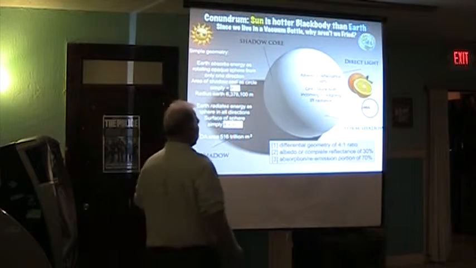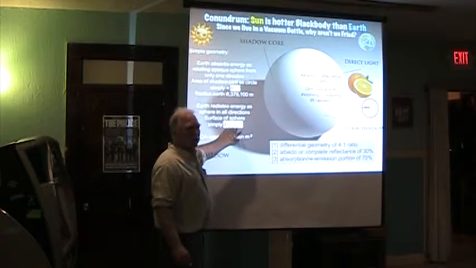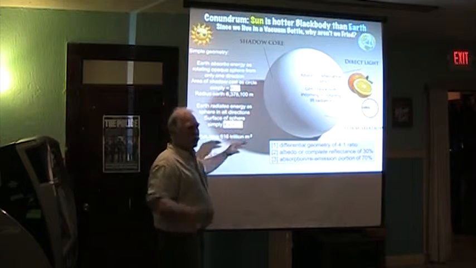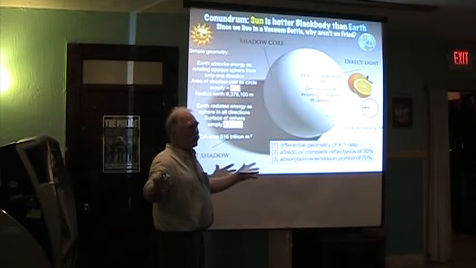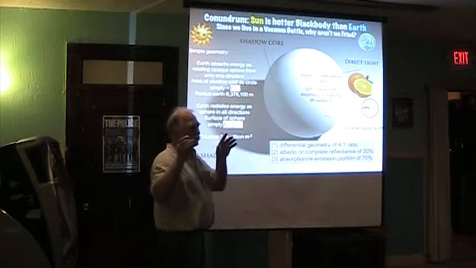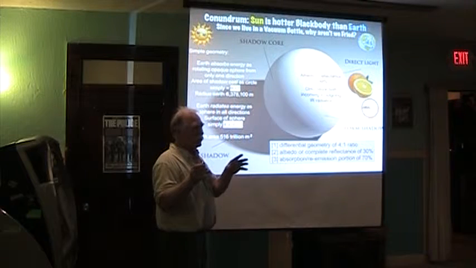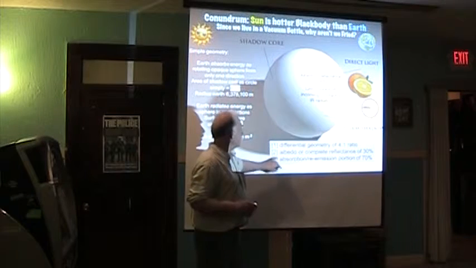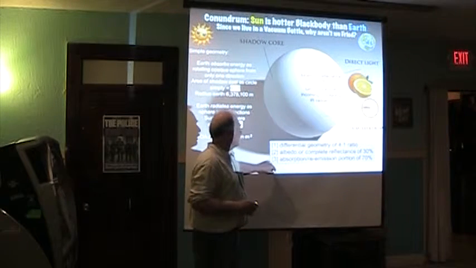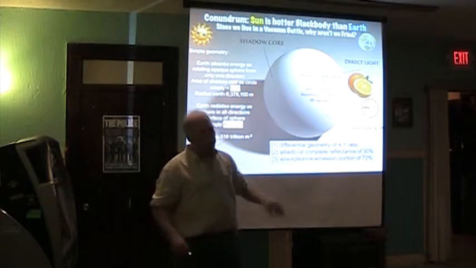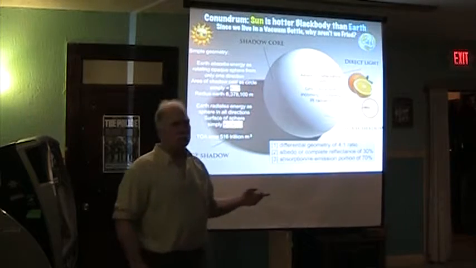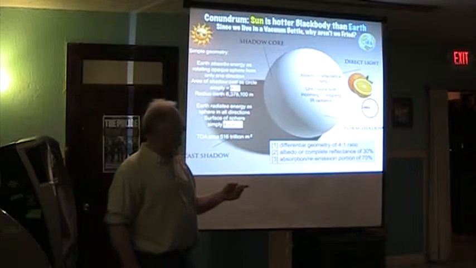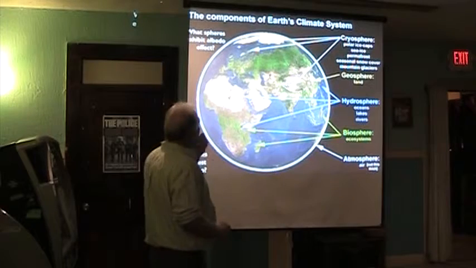Okay, so what's the surface area of the planet compared to that? Turns out mathematically it works out really neatly. 4 times greater. So the first answer is you have 4 times as much surface area trying to shed heat versus the one part that is accepting heat where the sun is shining. Okay, so it's that differential geometry, 4-to-1 ratio. Second thing is the albedo, 30%. And then of the absorption, a portion of that 70% gets re-emitted out of the thermos bottle.